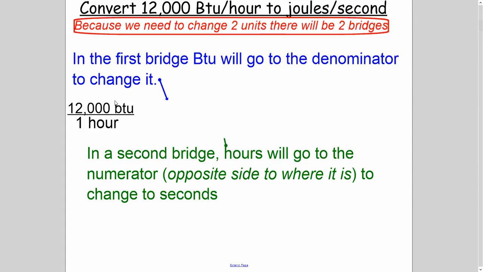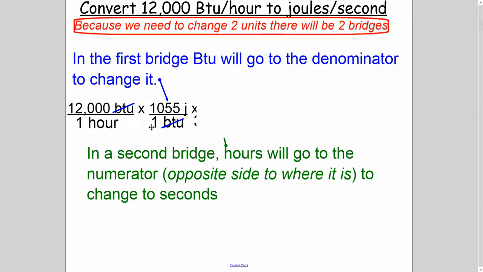So in the first bridge, we want to get rid of the BTUs. We're going to go BTUs to joules. So we're going to get rid of BTUs by putting them in the denominator, and I'm going to go to joules, putting them in the numerator. So I'm going to look at my conversion sheet and find out that there's 1,055 joules per BTU. And the BTUs will cancel out.